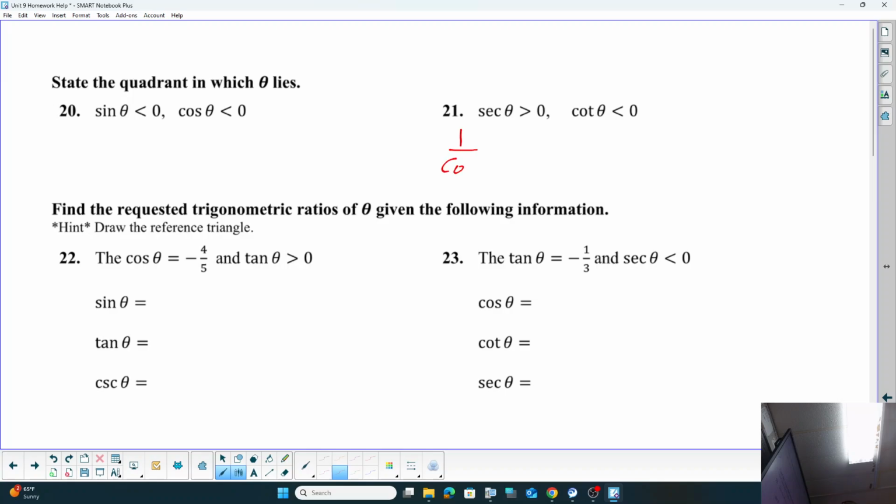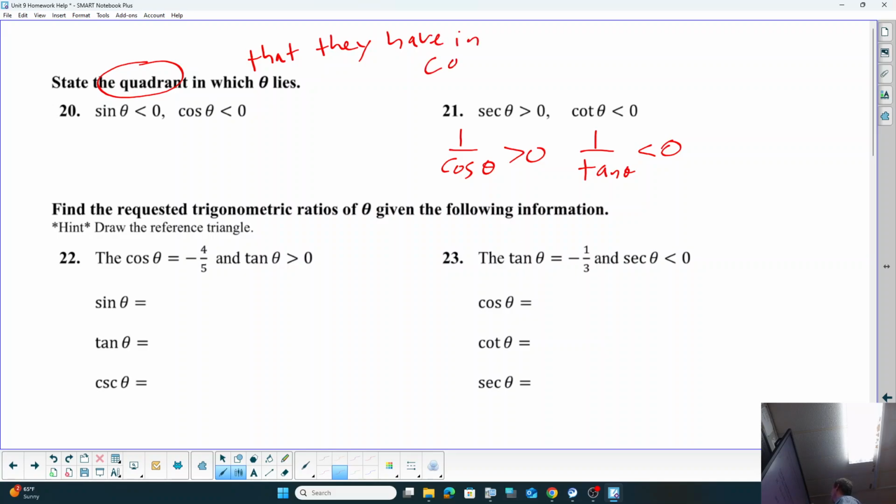So that's 1 over cosine of theta has to be greater than 0. Right? Which quadrant? Cotangent is 1 over tangent of theta has to be less than 0. So how do we find the quadrant that they have in common?